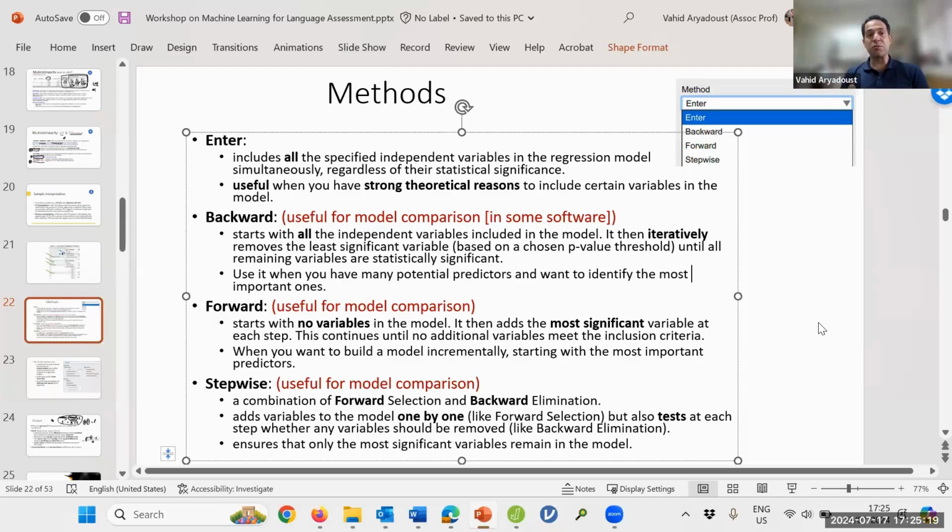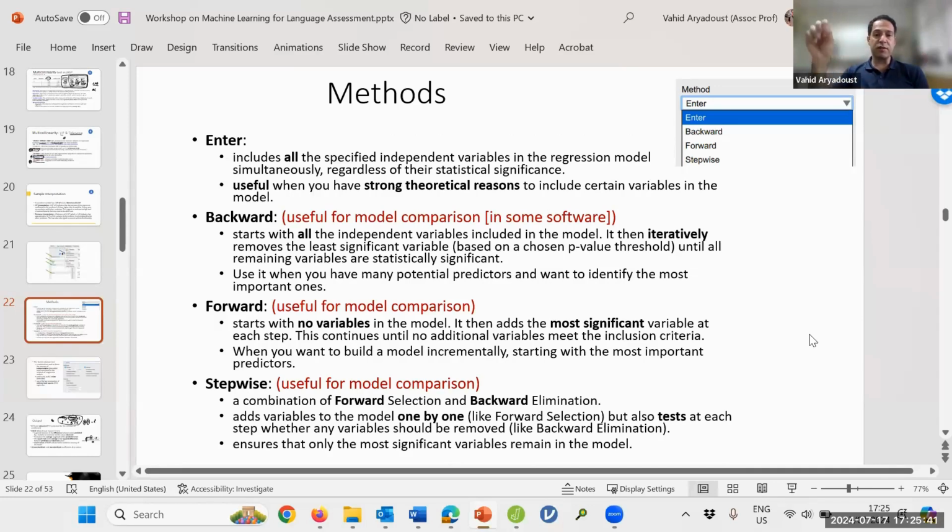But strictly speaking, the two methods that are used for model comparison are basically forward and stepwise. In forward methods, you start by including no variables in the model, and then you look for the most significant variable and include that in the model, and then the second most significant variable is found, and you include that in the model as well. So it's kind of exploratory. You explore, find out which variable is the most significant one, and you include that.